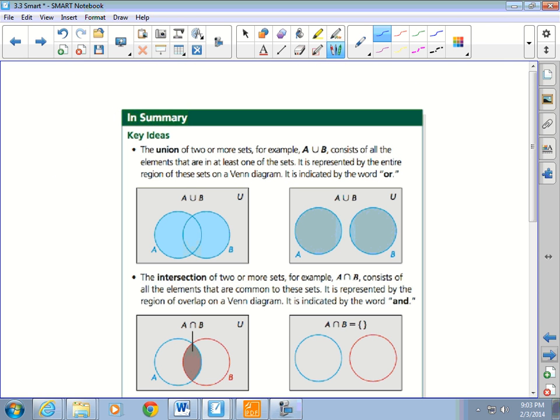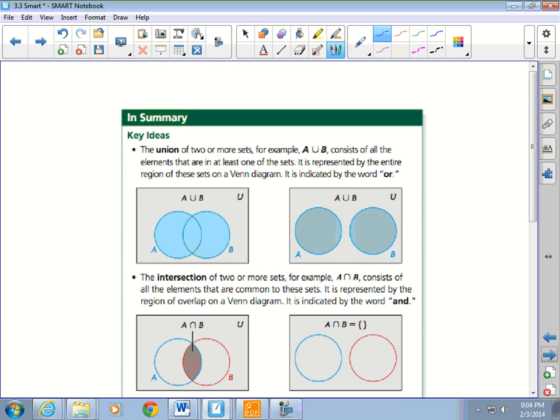Okay, so the summary of the key ideas here: the union is all of the elements in at least one of the sets. It is represented by the entire region of these sets on a Venn diagram. It is indicated by the word or. So you can have a union in either way. They can be disjoint or they could be overlapping.